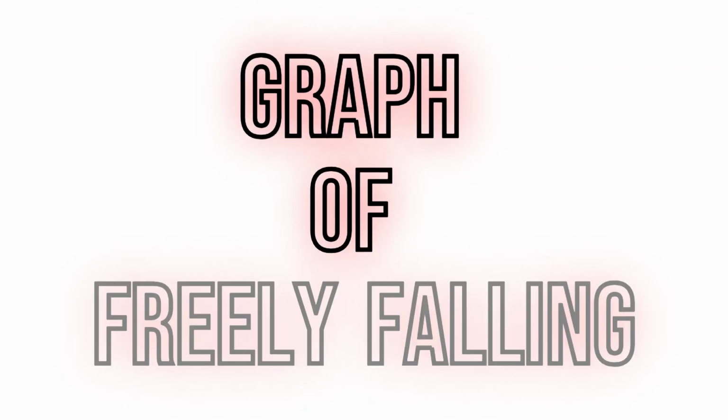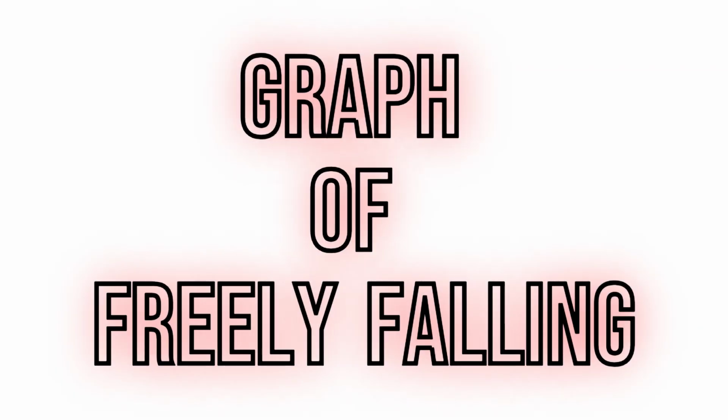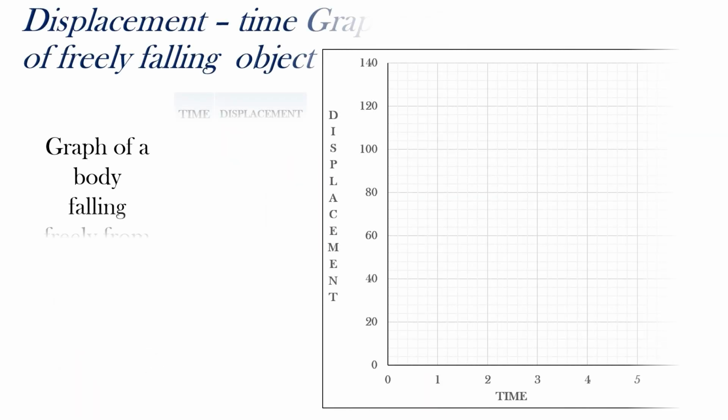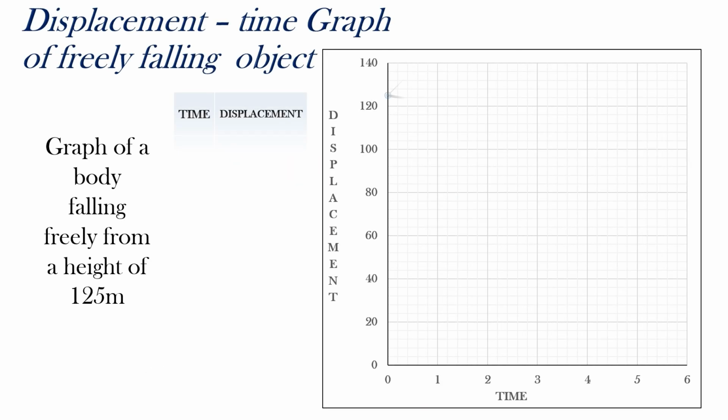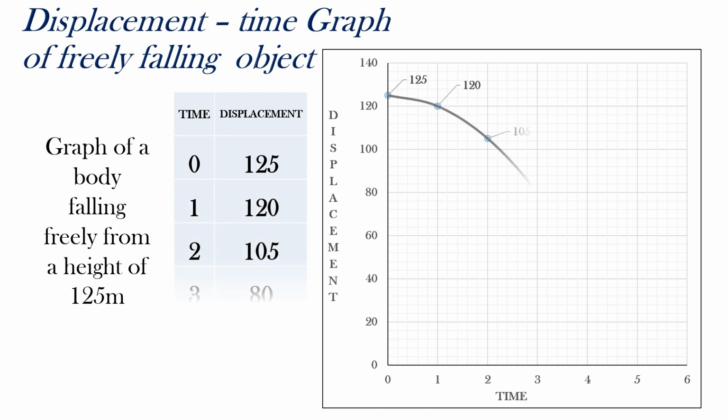Now let's focus on the graph of a freely falling object. Freely falling means the object is falling under the influence of Earth's gravitational pull only. Here we are observing the graph of displacement versus time of a freely falling object. Initially, the object is at a height of 125 meters. When the object starts falling, there is a non-uniform decrease of height, and therefore the displacement time graph shows a curved graph line.